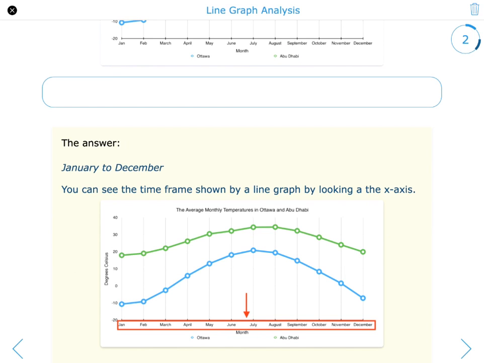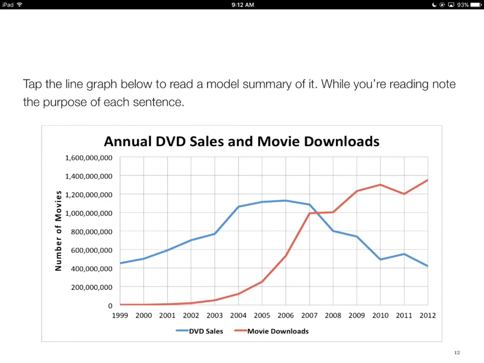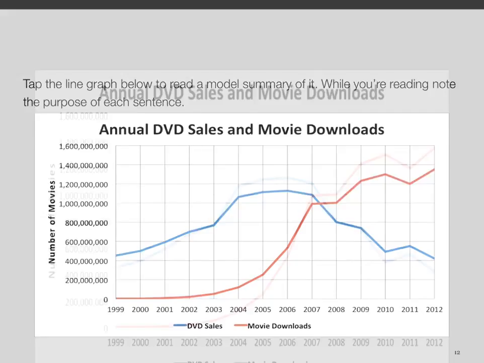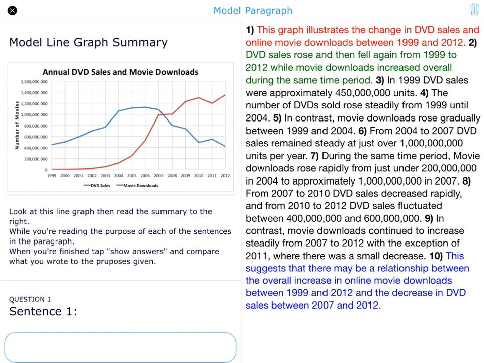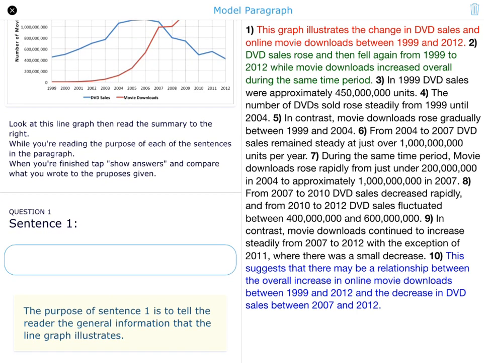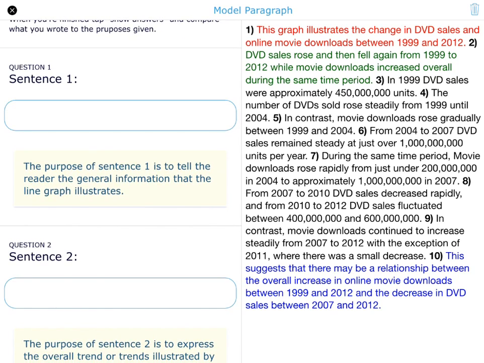So this is both formative assessment and review and revision. Again, now the students look at a well-formed model summary paragraph and they analyze it by looking at each sentence and writing what they think is the purpose. And here we already have the answers shown. So when they check their answers, this is what they'll see, a model answer.